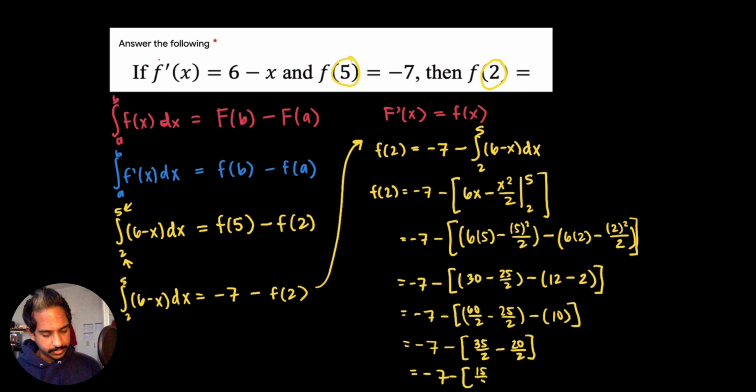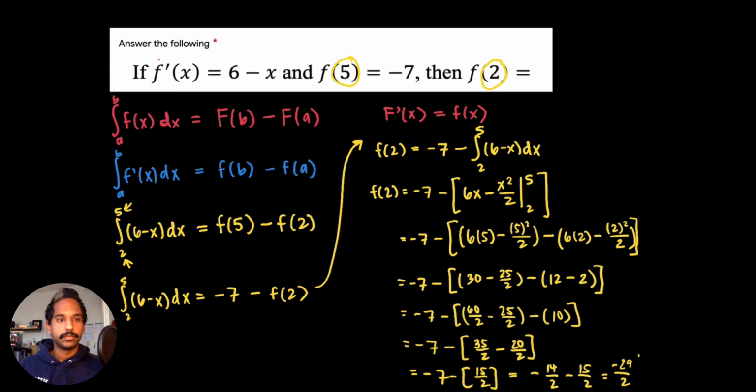So we want, in the end, negative 14 over 2 minus 15 over 2. So we get our answer is negative 29 over 2. So we find that f of 2, and this is how we want to write our final answer, equals this. f of 2 equals negative 29 over 2. And sorry for the little delay on my writing. Again, we found this answer by applying the fundamental theorem of calculus.